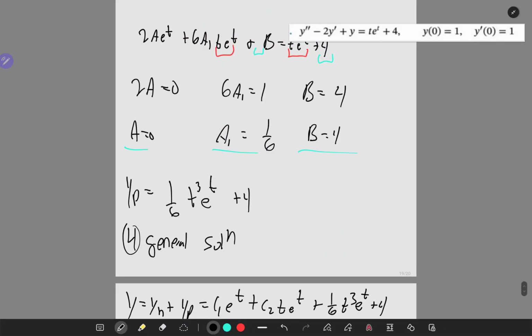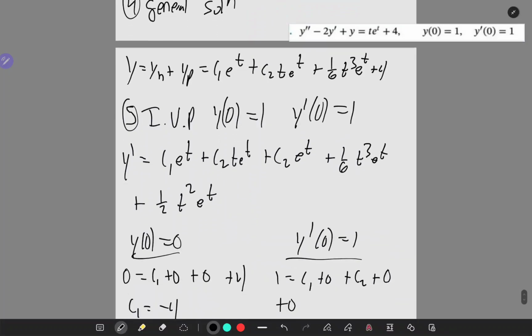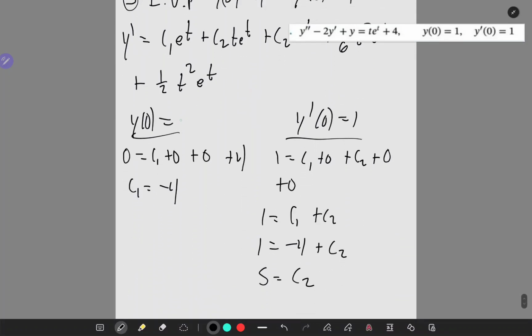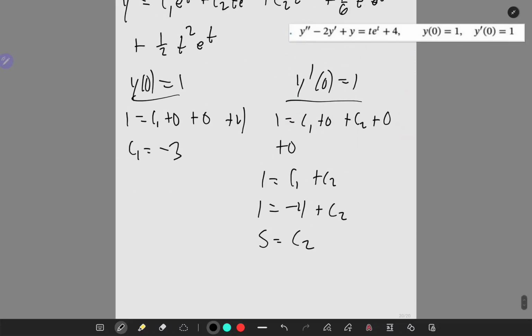Is my y sub p wrong? No, it's not. Oh, wait. This isn't 0. This is 1. Yeah, so c1 is -3. Okay, 1 minus 4 is -3. Then this would be -3, and that would be 4. Okay.